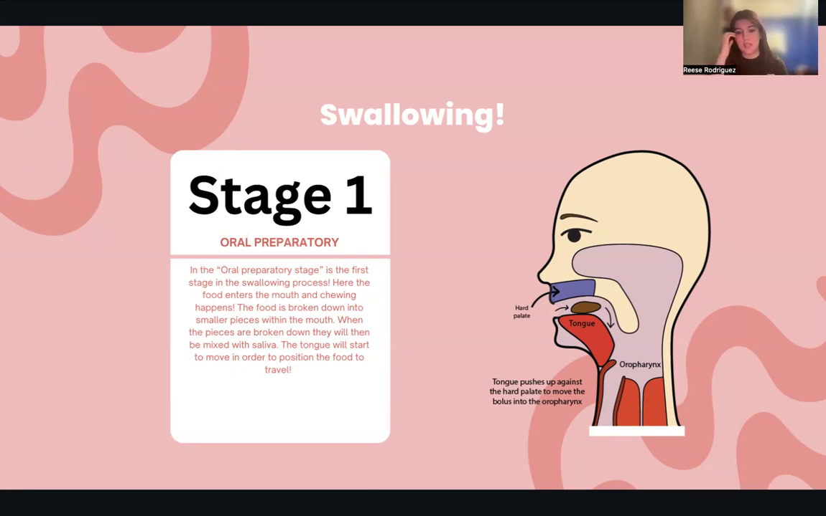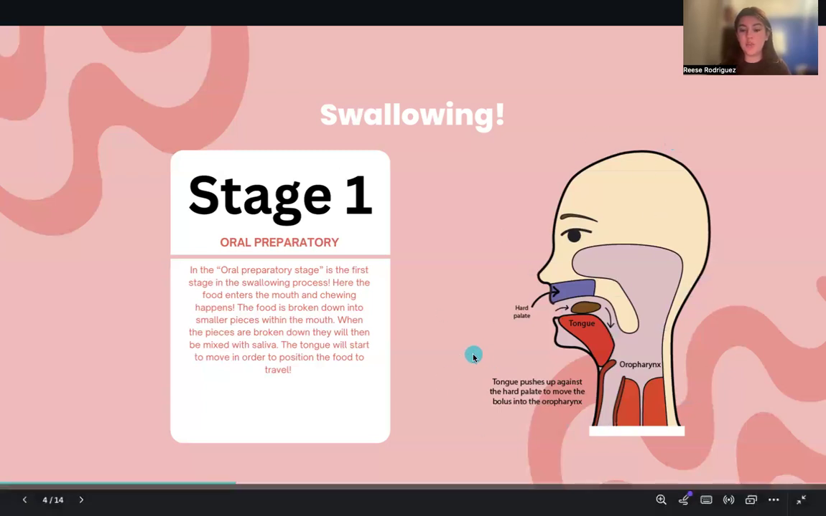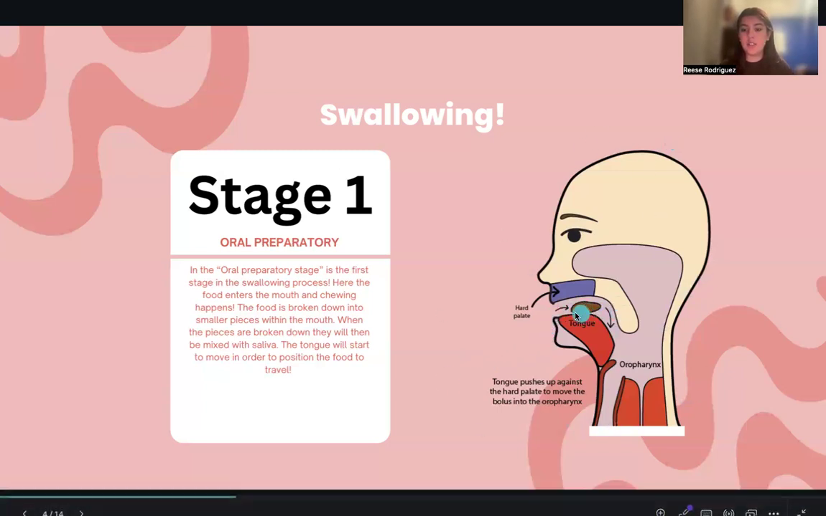In this stage, towards the end, the tongue is going to start to move, which is a transition into our next stage, but also because you want to start positioning the food for travel. So here is just a quick look at what this stage would look like. As you can see, this ball of food has just entered the mouth, and then we get a brief explanation, and the tongue is pushing up against the hard palate to move the bolus. So this is covering our stages 1 and 2, which we will get more into in our next slide.